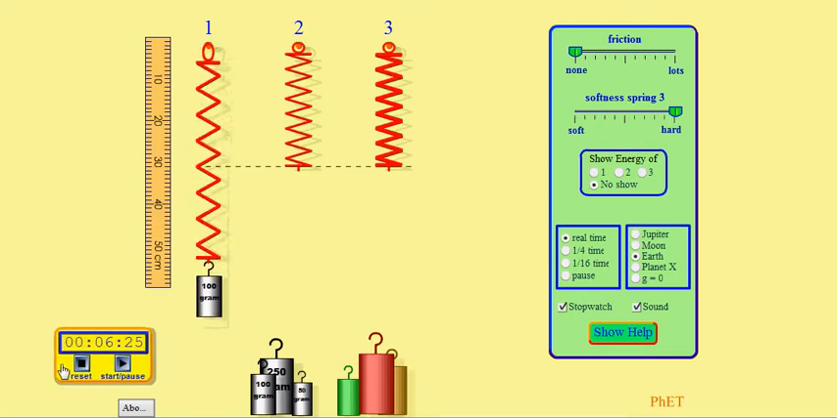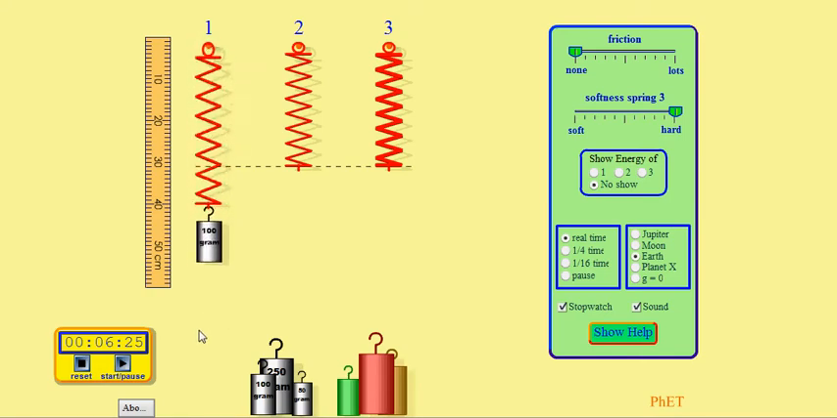The period is 1 divided by the frequency, or the frequency is 1 divided by the period. The period gives you the seconds per cycle, and the frequency gives you the cycles per second. So in this case, the period would be 0.625 seconds, and the frequency would be about 1.6 cycles per second, or 1.6 hertz.